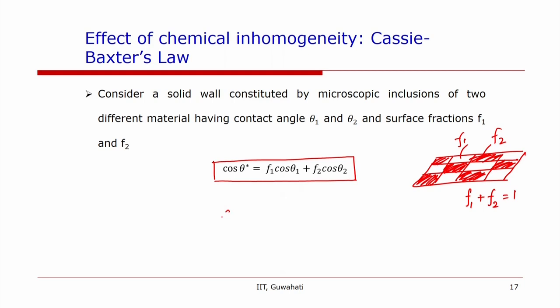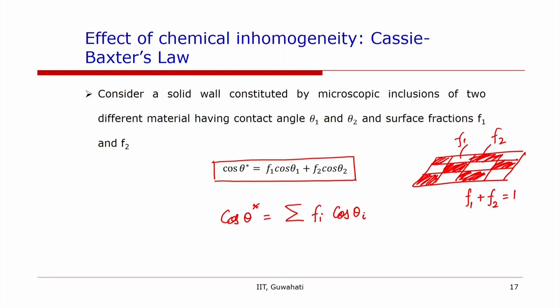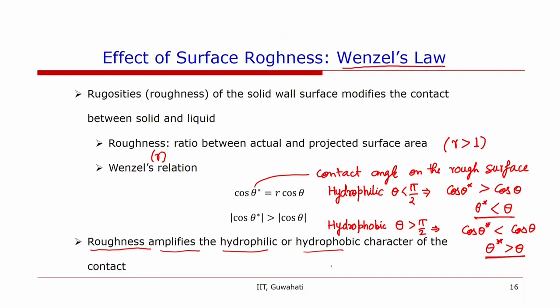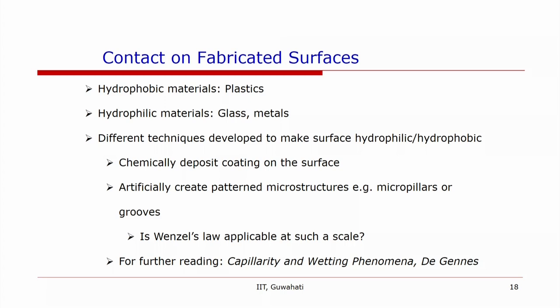If we have a number of materials, then we can write this in general: cos theta star is equal to sigma Fi cos theta i. Okay. Now, in this case, we have to assume that the size of the roughness is small. So, this property of the material shows that by changing the roughness or changing the material physically or chemically, the surface property or the contact properties of the material can be changed.